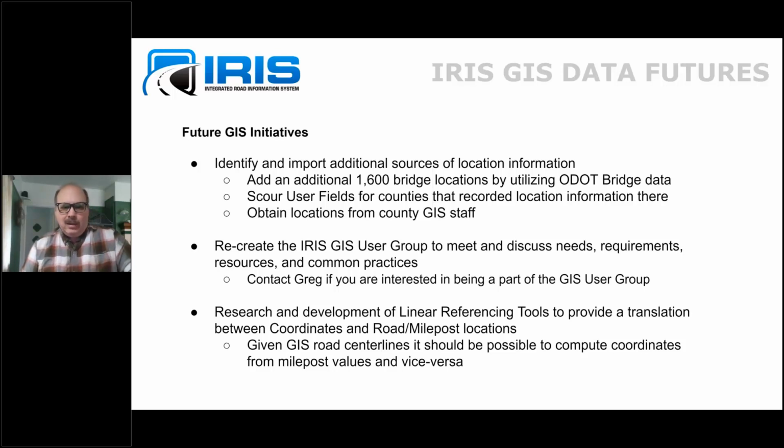The exciting thing about that is that it would allow us to basically display all of our road features that we have coded with road numbers and mileposts on a map without having to go out and collect GPS points. It does require us, though, to have a map of the road center lines that is calibrated such that we can identify what direction they're going and what the beginning and ending metrics are.